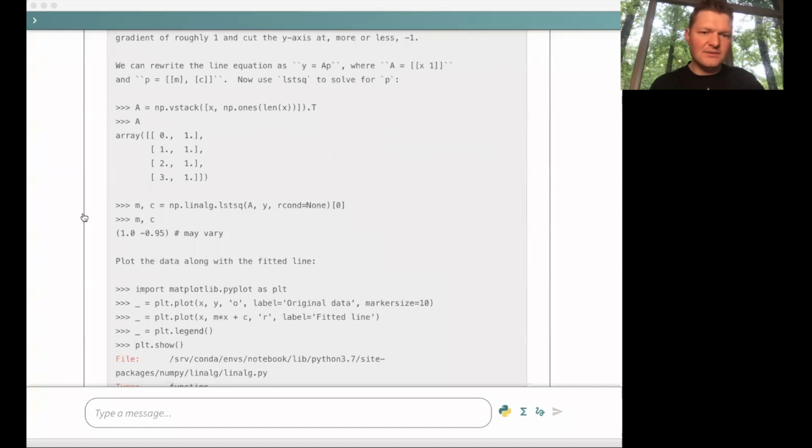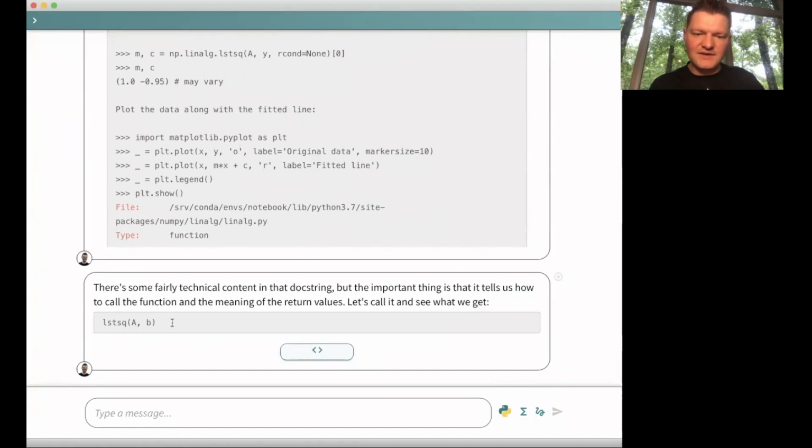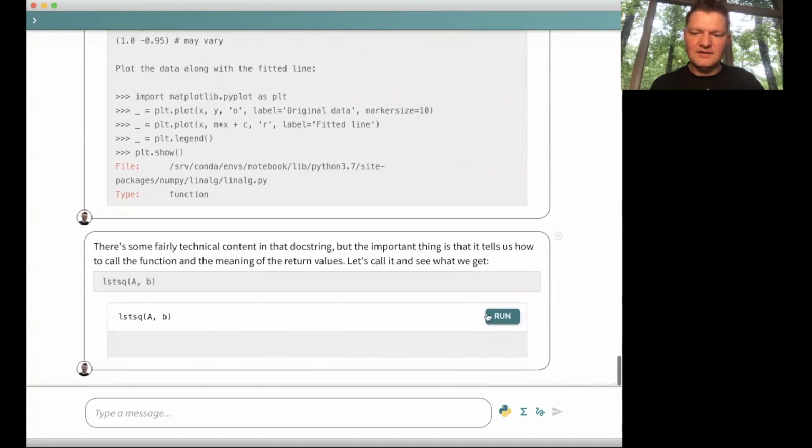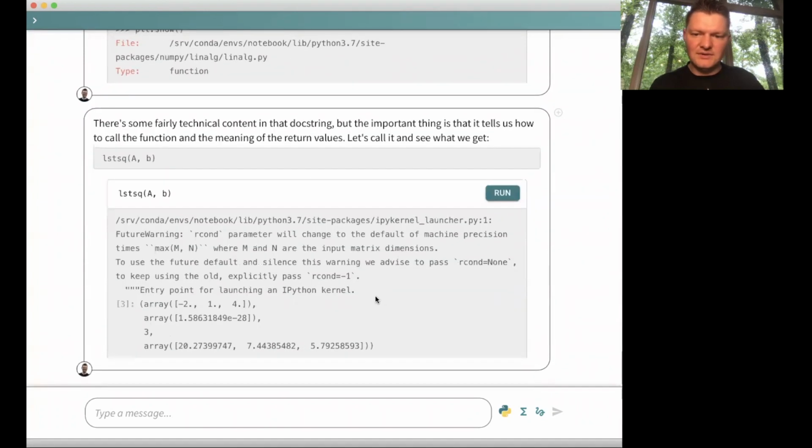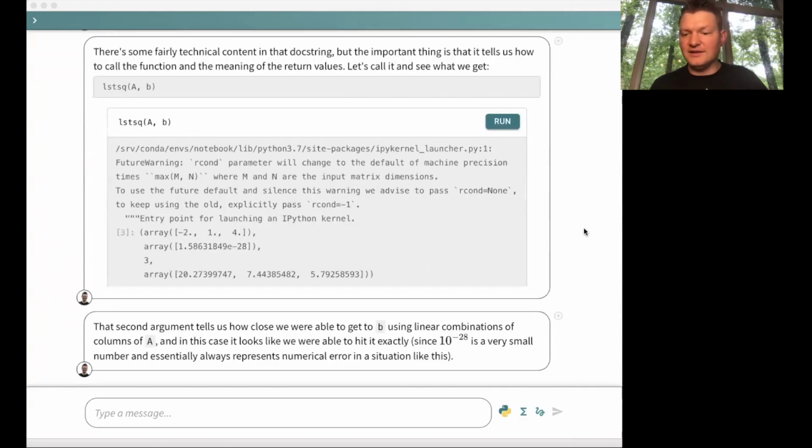So let's just see what that looks like. This is a very simple line of code, just LSTSQ of A comma B. We get a deprecation warning, whatever. And then it tells us, okay, here's the solution, -2, 1, 4. It tells us that the residuals are 10 to the minus 28, so that's really just round-off error. It's telling us that we were able to solve this system exactly, pretty much.